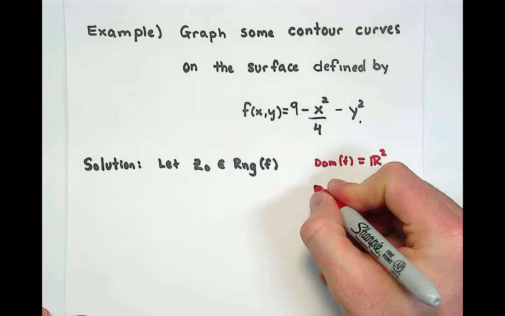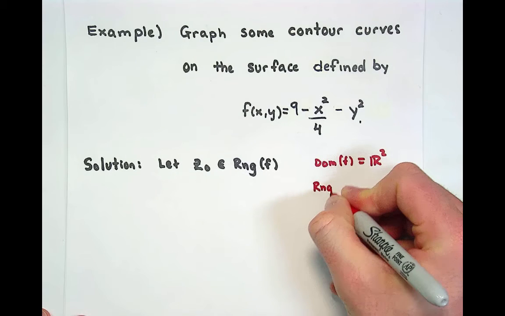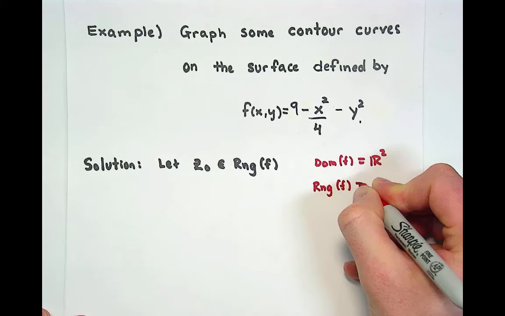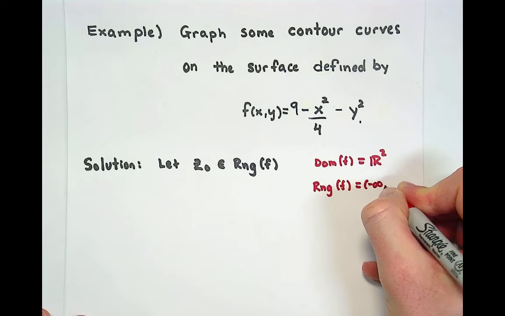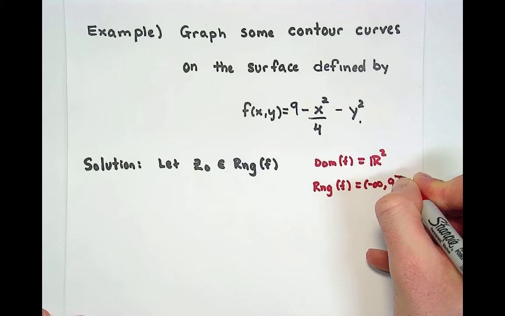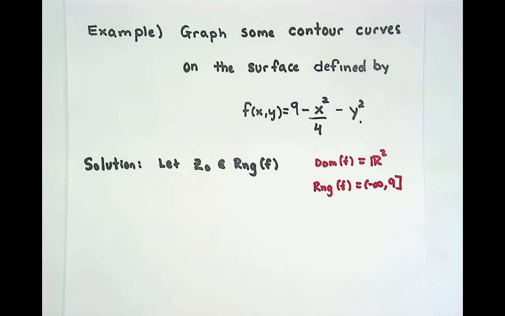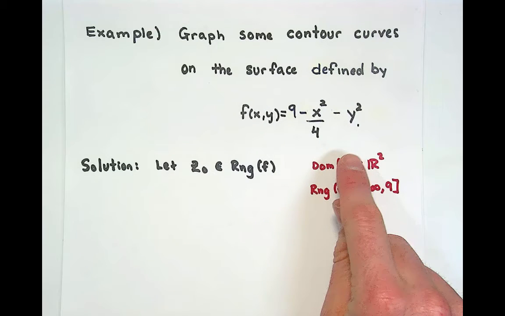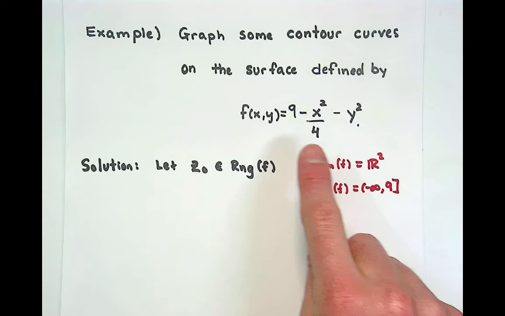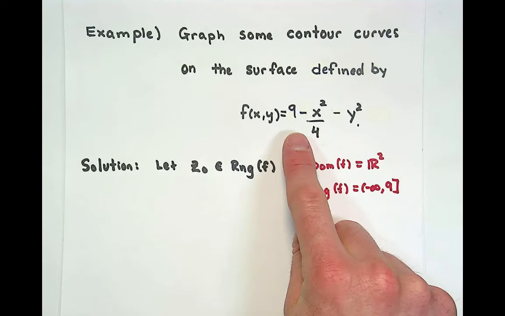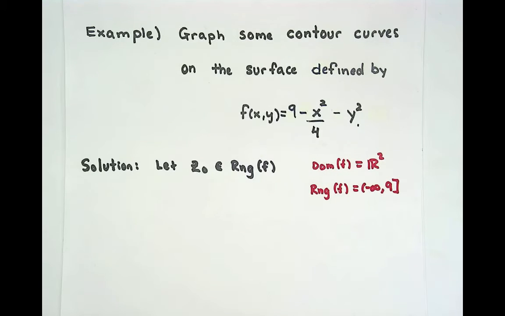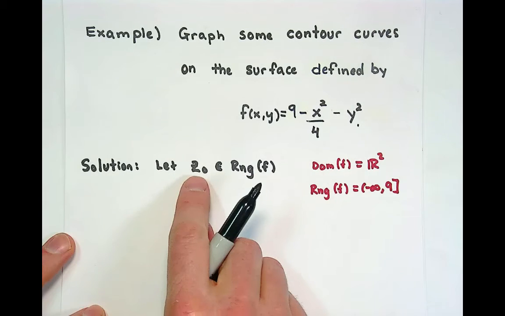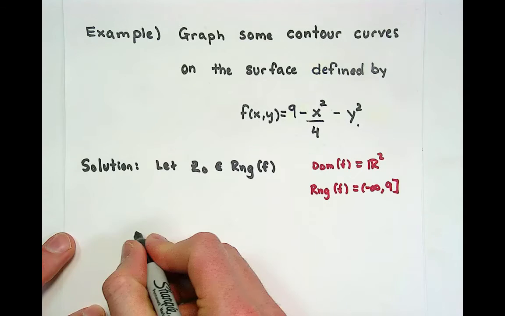And I hope you can see pretty quickly that the range of this function is going to be the set of everything down to negative infinity all the way up to 9, touching 9. Because if you had x equals 0 and y equals 0, you would actually hit that local and absolute maximum. We'll learn how to find those using calculus later in this course. Okay, so we're going to set our z to be in this set.